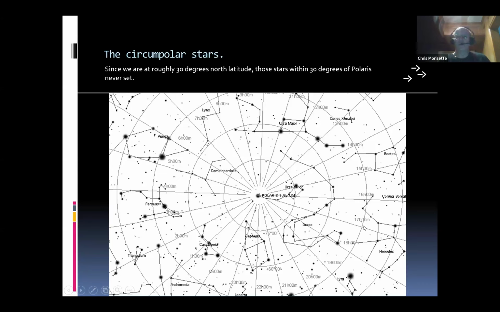Now, if you go farther out, say if you go out 45 degrees, which would be the latitude that you'd find up in the northern states like Minnesota or Washington State or Montana, there you will see whole constellations that will stay above the horizon for their entirety and not go down below the horizon.